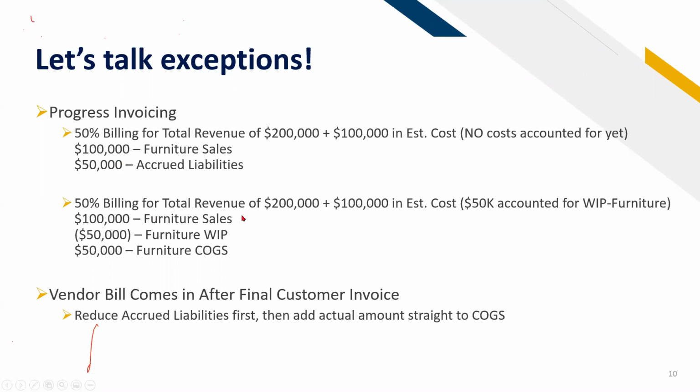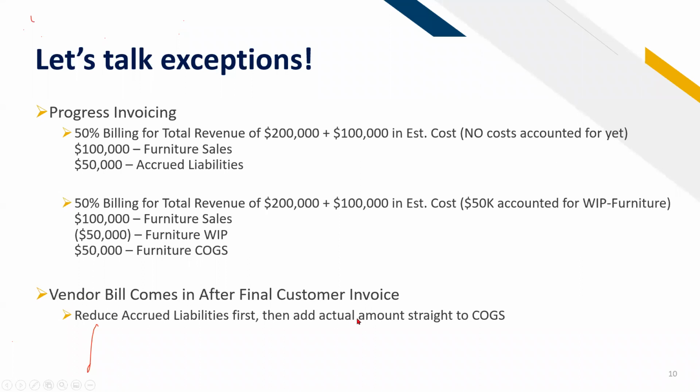Another exception is a same scenario. We're doing 50% billing, same numbers, but in this example, we've already accounted for $50,000 in WIP. Well, it's going to move it. Simple, it just moves it from WIP to COGS. No accrued liabilities because we're only recognizing 50%. So because we've already done $50,000 in estimated costs, we've accounted for that, then we're good to go.